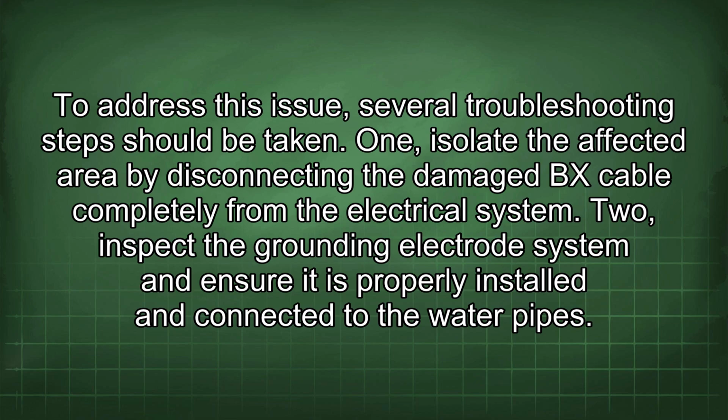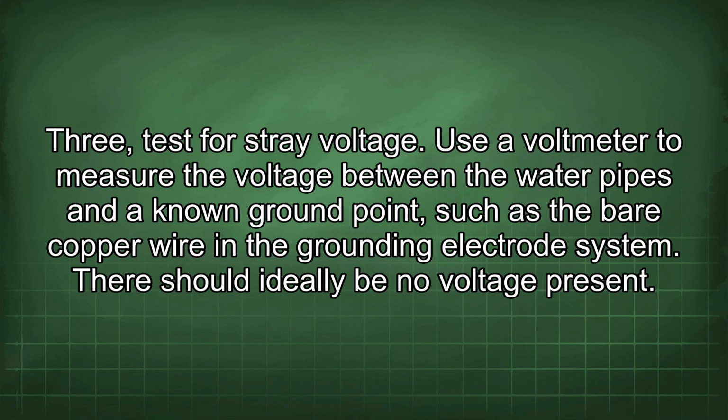1. Isolate the affected area by disconnecting the damaged BX cable completely from the electrical system. 2. Inspect the grounding electrode system and ensure it is properly installed and connected to the water pipes. 3. Test for stray voltage. Use a voltmeter to measure the voltage between the water pipes and a known ground point, such as the bare copper wire in the grounding electrode system. There should ideally be no voltage present.